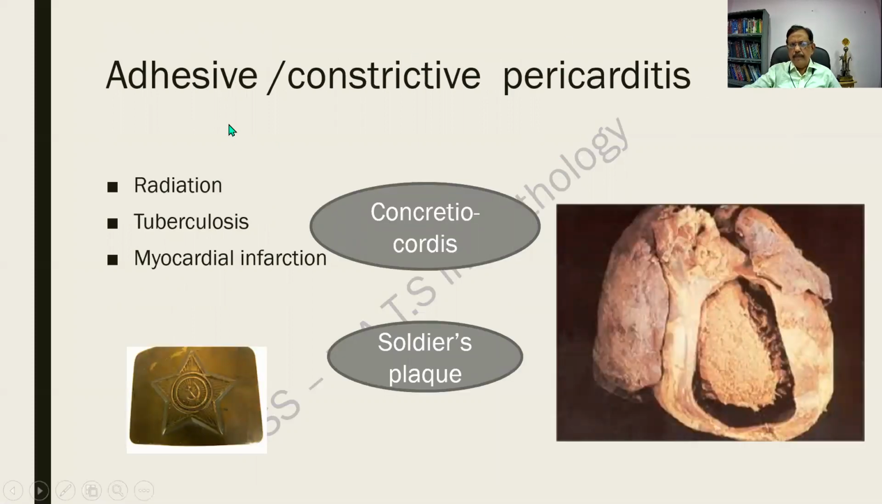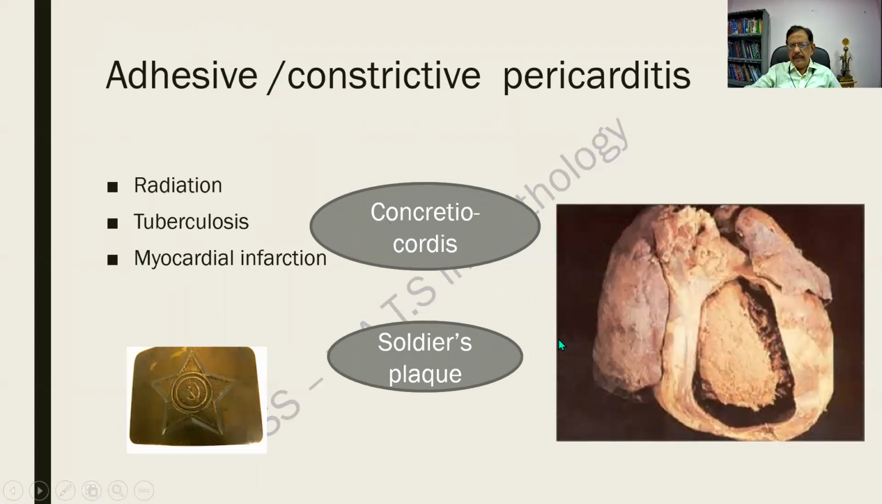The last type will be an adhesive pericarditis. Sometimes it is so adherent you can see that it is almost like a shield that can encompass the entire heart. The heart cannot move beyond this. It is like a solid block. We call it concretio cordis, as though there is a concrete wall that has been formed around the heart.